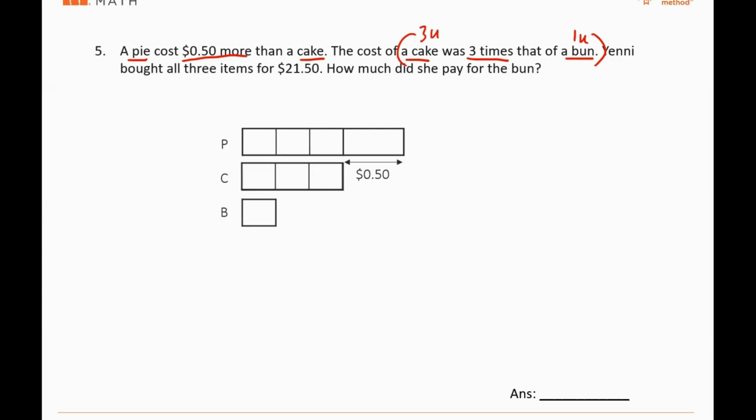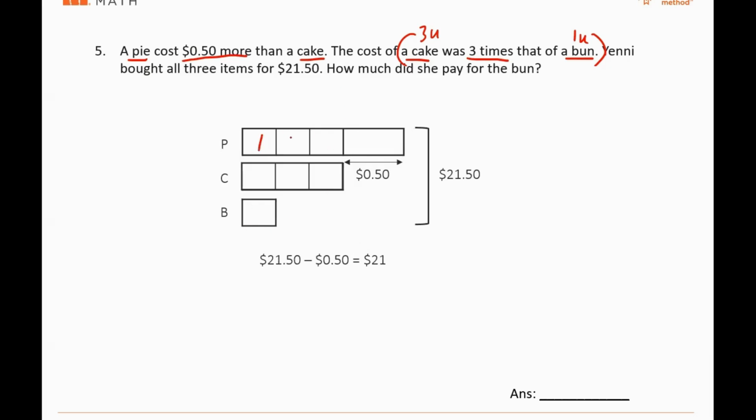So let's label the total for the 3 items: $21.50. Looking at this here, we see that these are your equal units, and here is your extra. So you always have to take total minus extra. So it's $21.50 minus 50 cents gives you $21. So this $21 is the remaining equal units.